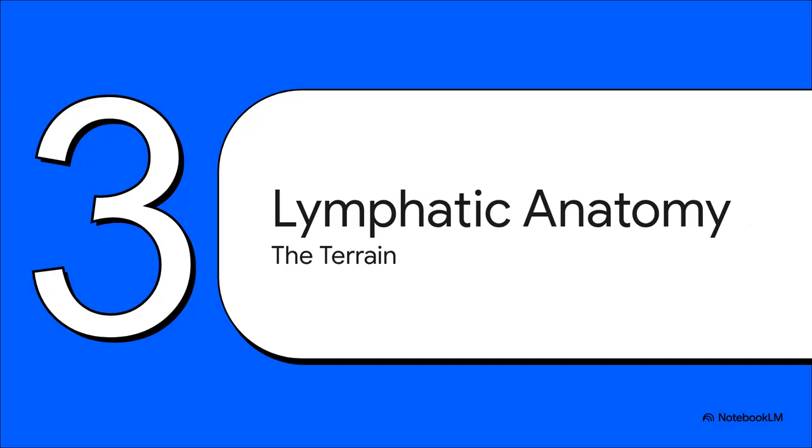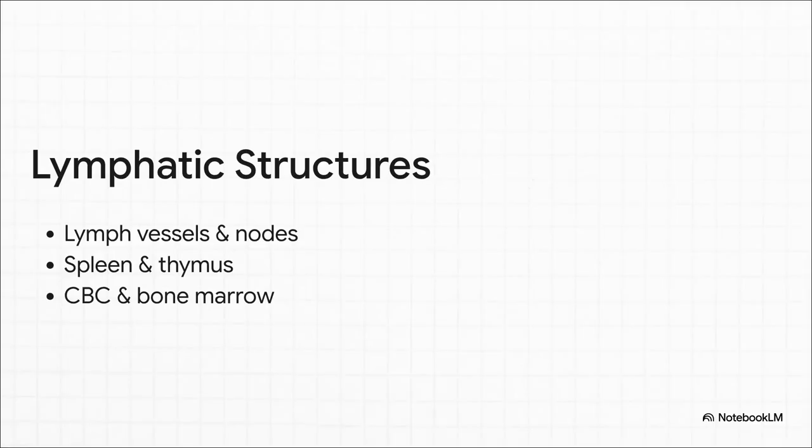All right, on to Section 3, Lymphatic System Anatomy. Let's explore the terrain. Think of it this way. If the blood is your transport network, the lymphatic system is the actual physical terrain where all the defense routing and filtering happens. You need to instantly recognize these key structures and operative nodes: the lymph vessels, the lymph nodes, the spleen, and the thymus.